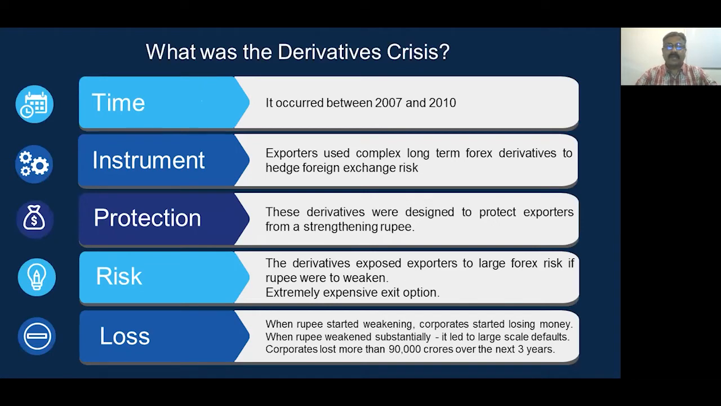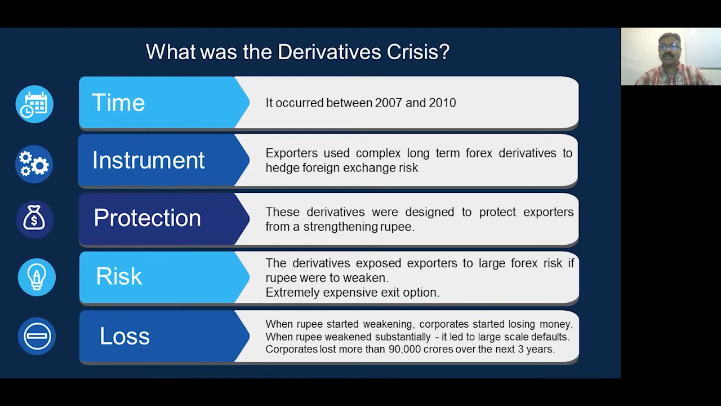Now, the derivative crisis in India occurred between 2007 and 2010. What actually happened was a lot of exporters across the length and breadth of the country used long-term forex derivatives to hedge their foreign exchange risk. Now, the derivatives were designed in such a fashion that exporters could benefit from a strengthening rupee.